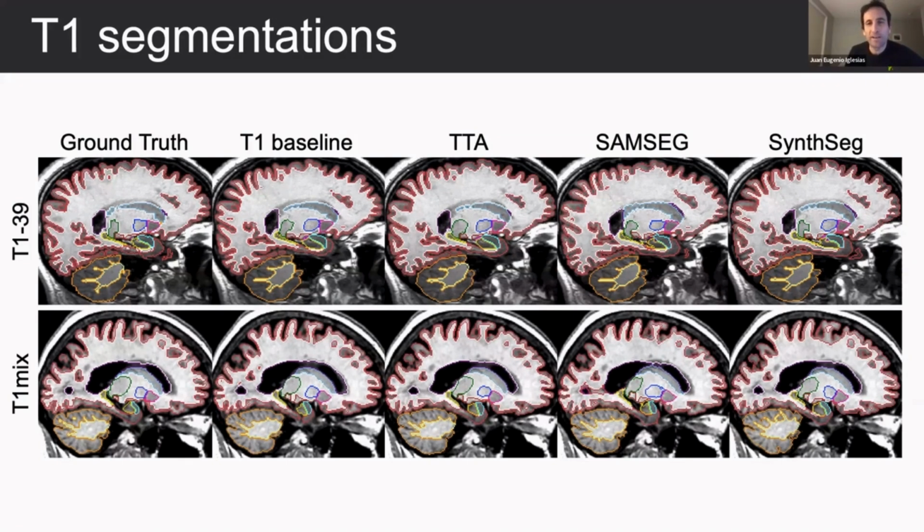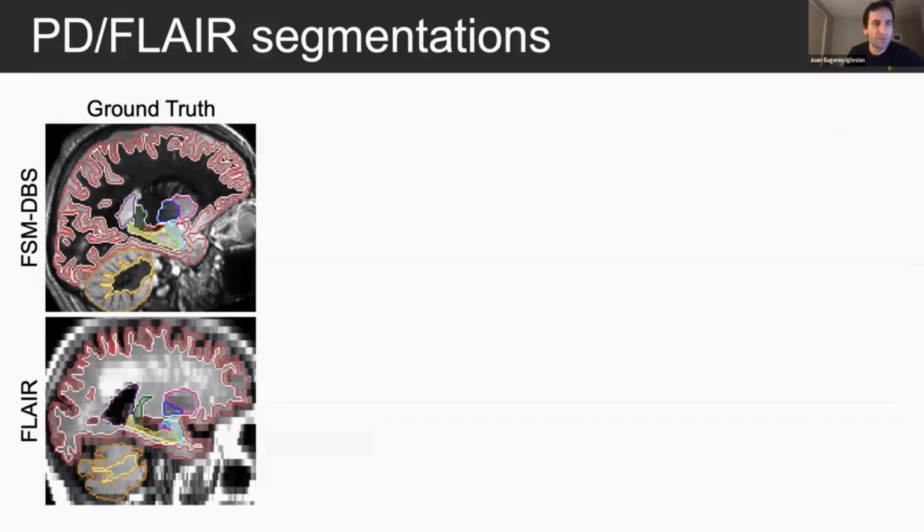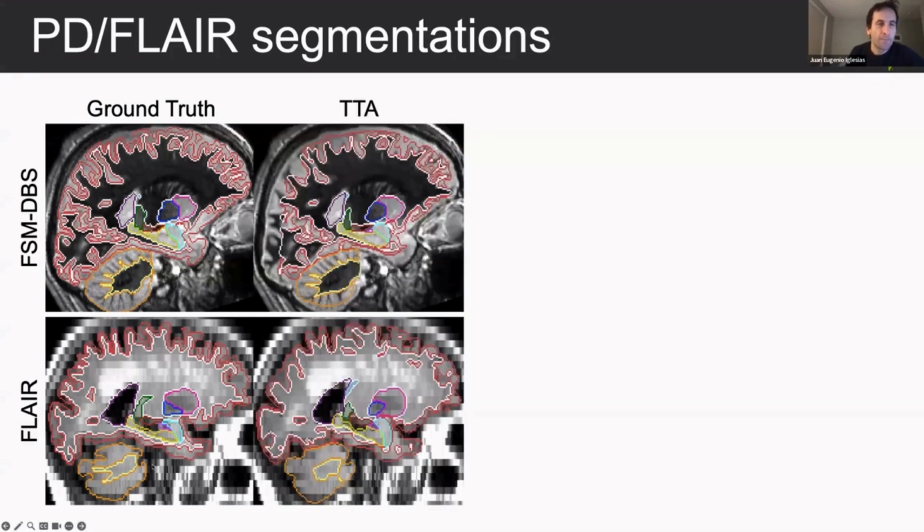But when you start looking at the different contrasts, the different resolutions, this is where things start changing, right? So this is the ground truth for one of the DBS scans and one of the FLAIRs from ADNI. And test time adaptation starts having problems, right? It's missing half of the visual cortex in the FSM, in the DBS scan upstairs. Here it's having a lot of problems with the cortex as well. The amygdala is also over-segmented. The resolution seems to be a big problem for TTA in general.